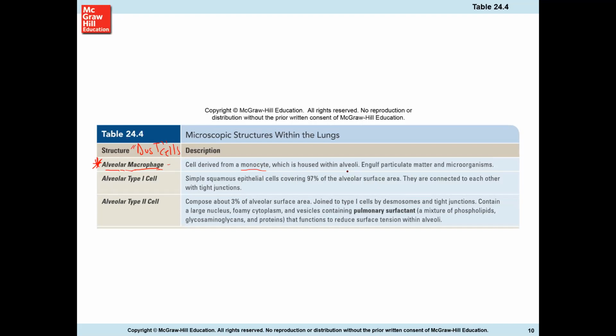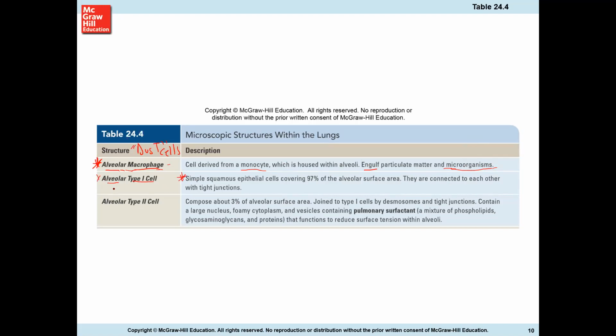So this is within the alveoli. Engulf, phagocytosis, right? Microorganisms, hopefully, right? Your bacterias, your staph, your strep, your viruses, right? Influenza, COVID-19, if you ever heard of that. And then you have your type 1 cells. Type 1 cells are the true alveoli. These are used for gas exchange.